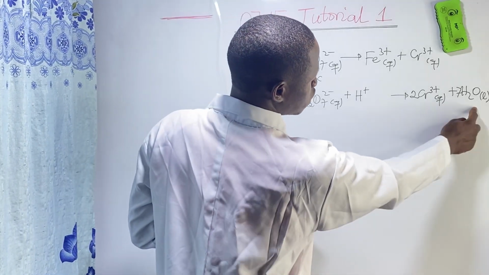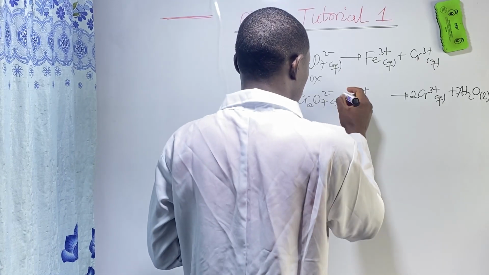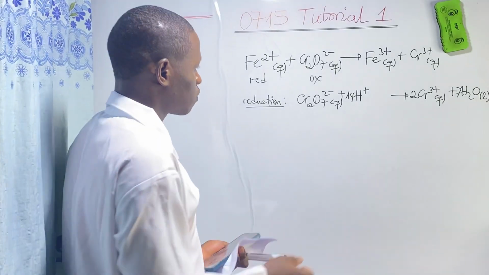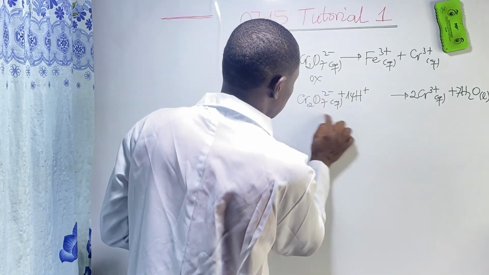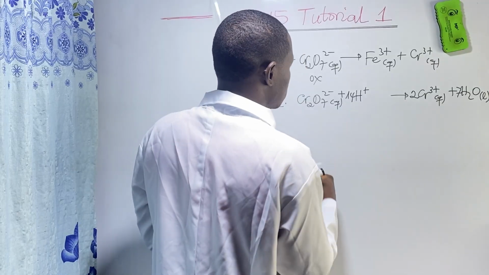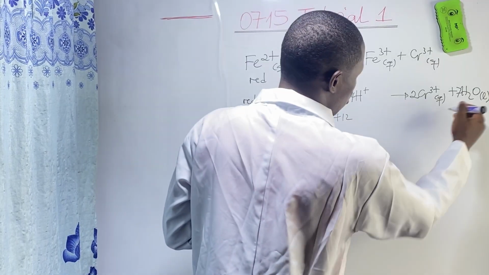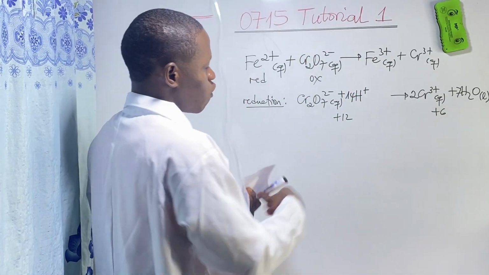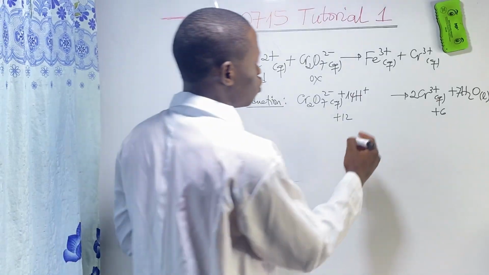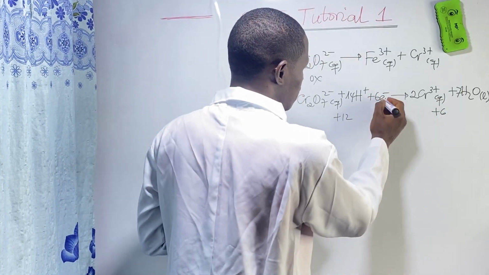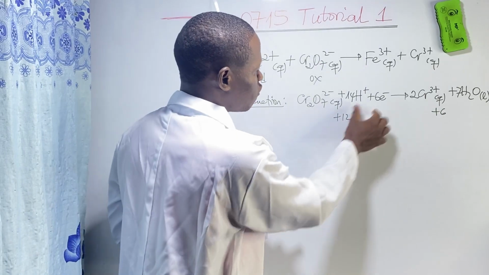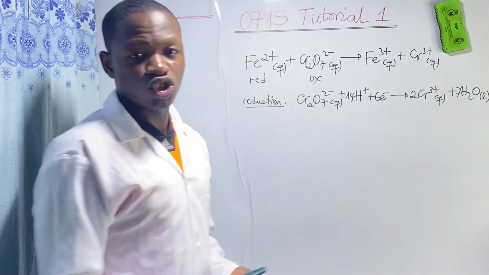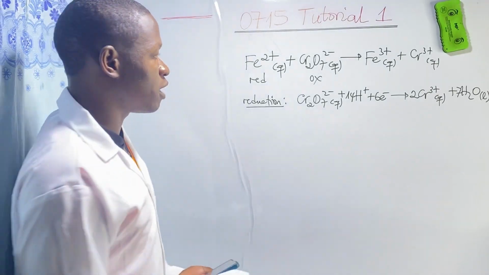Hydrogen is 1, so here we add 14. We now balance the charge. Overall charge here, -2. -2 plus 14 is +12. Overall charge here, 2 times +3 is +6. From +12 to +6, how do we balance it? We have to add 6 electrons, because 12 minus 6 will give us +6. So right now we have the balanced reduction equation of dichromate.